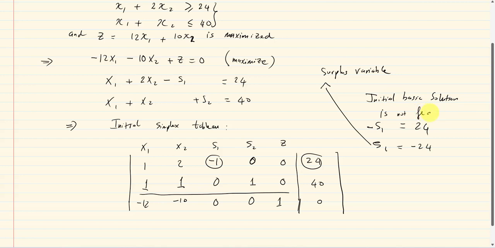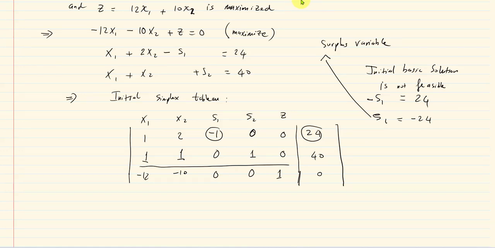It's not feasible. Anytime that we have a negative surplus variable, then the initial basic solution is not feasible. Also, the other solution I see from here, if I look at this column right here, the pivot 1 by itself, and the rest they are 0. So 1 here corresponds to S2. So S2 is equal to 40. According to the pivot locations, S2 has the value of 40.